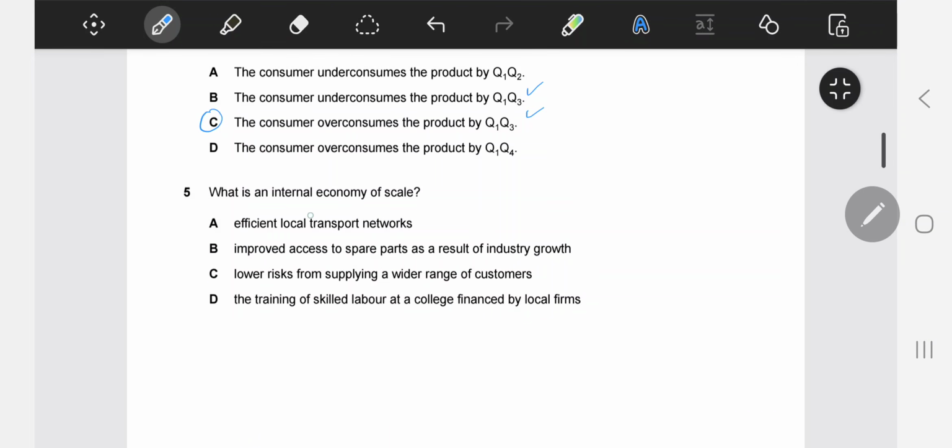What is an internal economy of scale? So this is what happens to the company. Efficient local transport networks. This one is external. Improved access to spare parts as a result of industry growth. Again, this is external. Lower risks from supplying a wider range of customers. This could be internal. The training of skilled labor at a college financed by local firms. This one is also external. So for 5, I'm going to go with C.